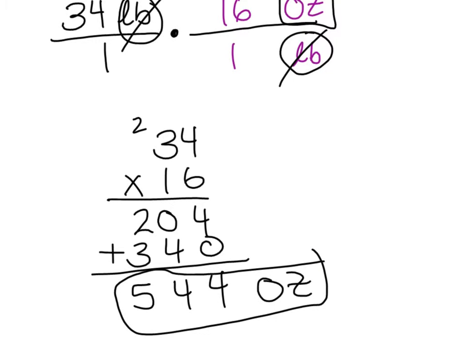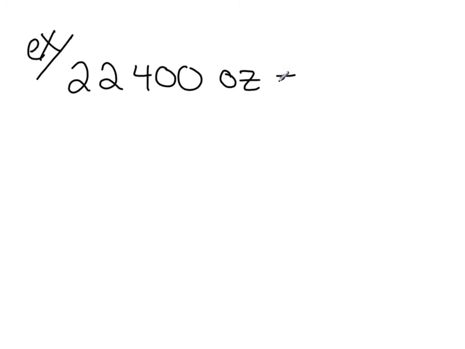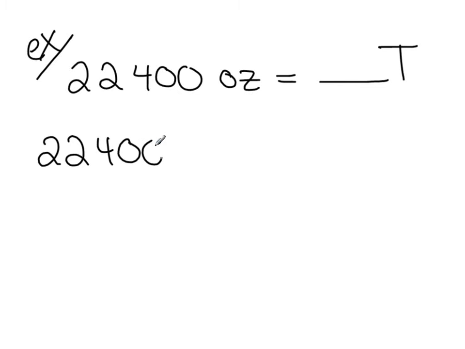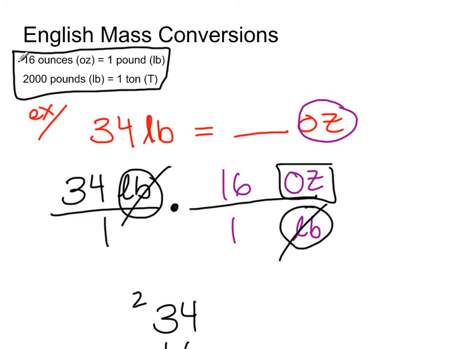Now let's do one mean problem so you don't think everything's sunshine and rainbows. Let's say we have 22,400 ounces. And we want to know how many tons that is. So we're going to start off with what we know. We know we have 22,400 ounces. And we're going to put it over 1, just to make ourselves sleep better at night. Now, we want tons in the end, but I don't have a direct conversion from ounces to tons. And let's scoot back to the previous page. We know ounces to pounds, and we know pounds to tons. So make sure you have these memorized.